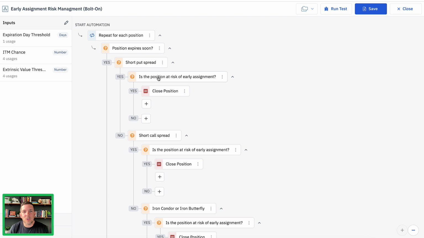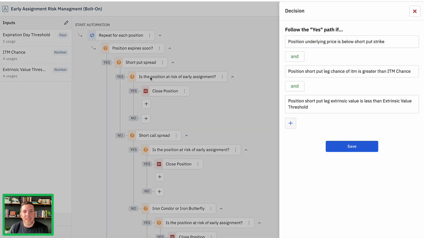If the position is a short put spread, then we're going to ask, is the position at risk of early assignment? Now, how would we judge early assignment for a short put spread? Well, we're going to check and see if the position's underlying price is below my short put strike. That means, is the stock trading at 100 and my short put is at 105? That would be an answer yes. The stock is trading at 100 and my short put is at 105. This is a very simple evaluation, but it's really powerful.